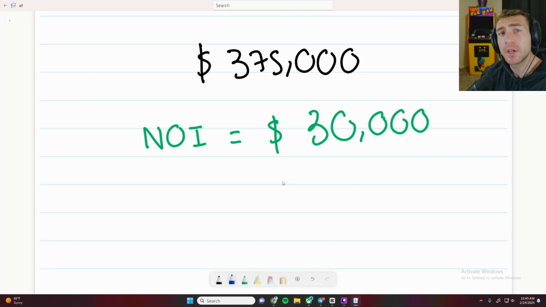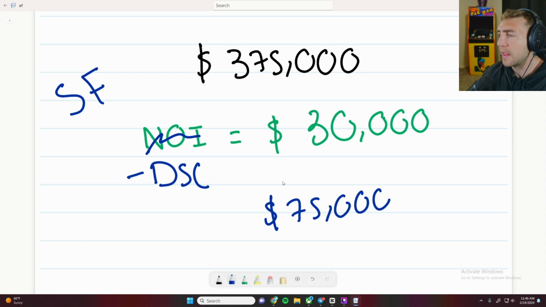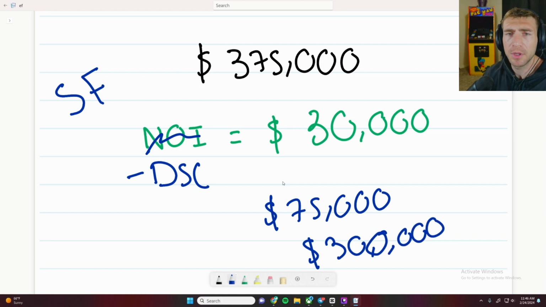So we have this $375,000 apartment, and they're saying the net operating income is $30,000 a year, but we want to do seller financing. So this is actually not the true net operating income because we need to subtract the debt servicing costs, the monthly cost of our seller financing. So let's say in this deal, we put $75,000 down and then we seller financed $300,000. What would that look like?